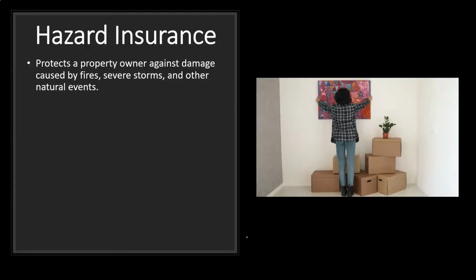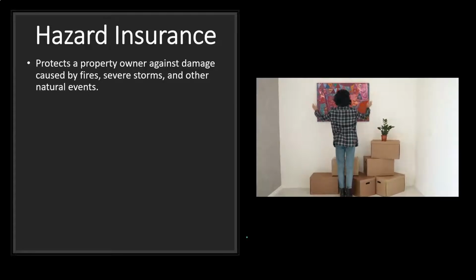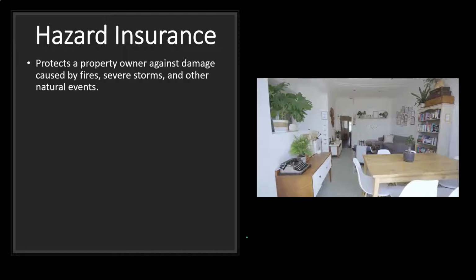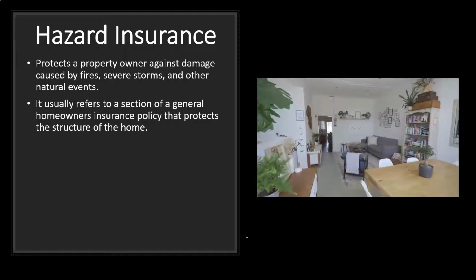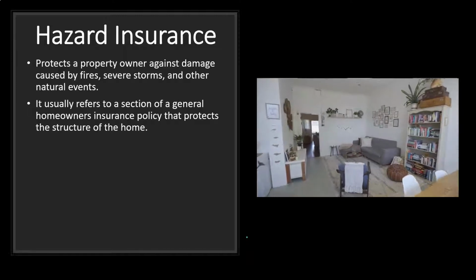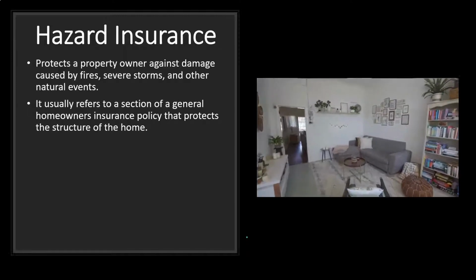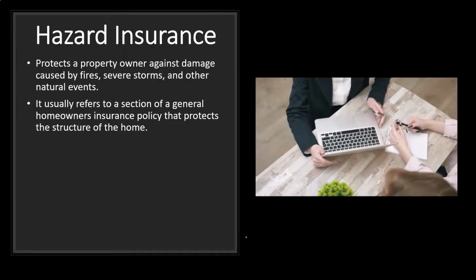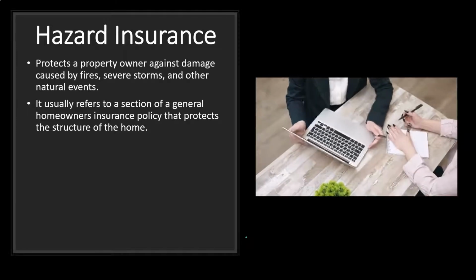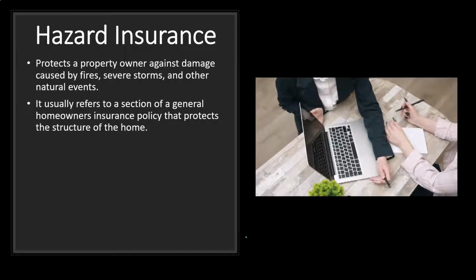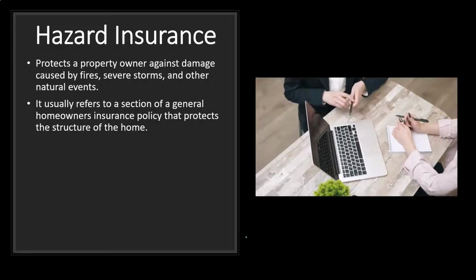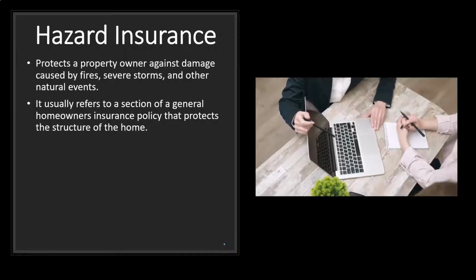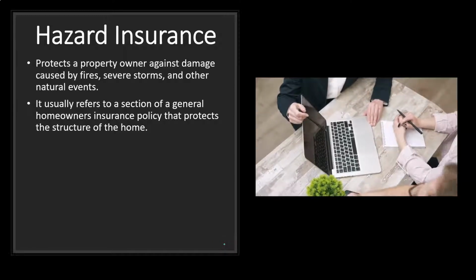Hazard insurance. Hazard insurance protects a property owner against damage caused by fires, severe storms, and other natural disasters. This could be important because, once again, the lender, if they're going to fall back on picking up the property in the event of a default on the payments, wants to make sure that the property has value, that they'll be able to claim the value of it. So if the property is in danger in some way, this could be important.